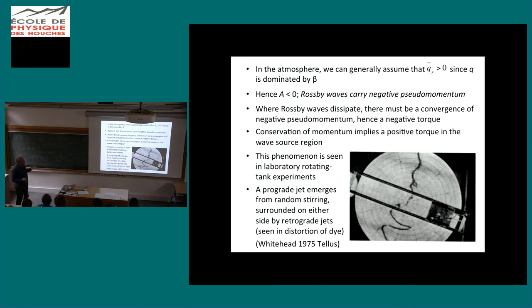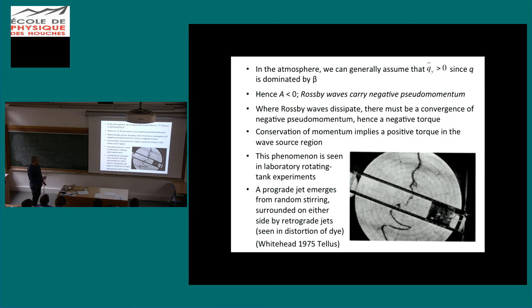So you can say if we force Rossby waves somewhere and they propagate somewhere else and they dissipate, then where they dissipate, they're actually transferring negative pseudo momentum, so they will exert a negative torque. But you have to conserve momentum in the whole system, so that implies there must be a positive torque in the source region.